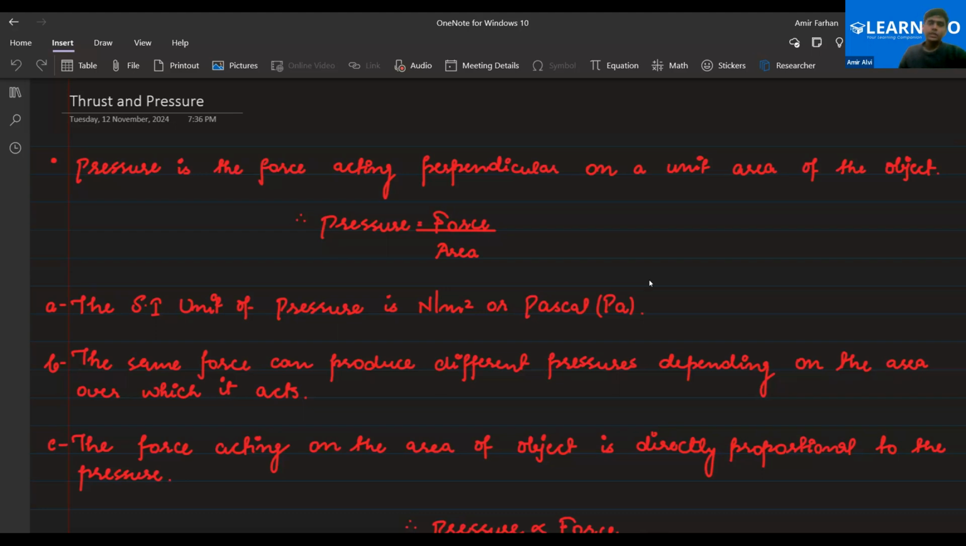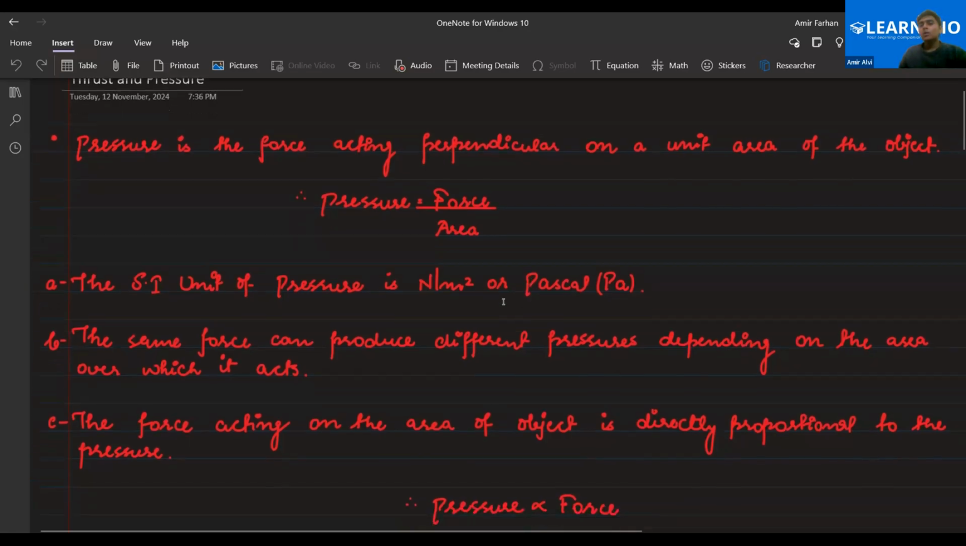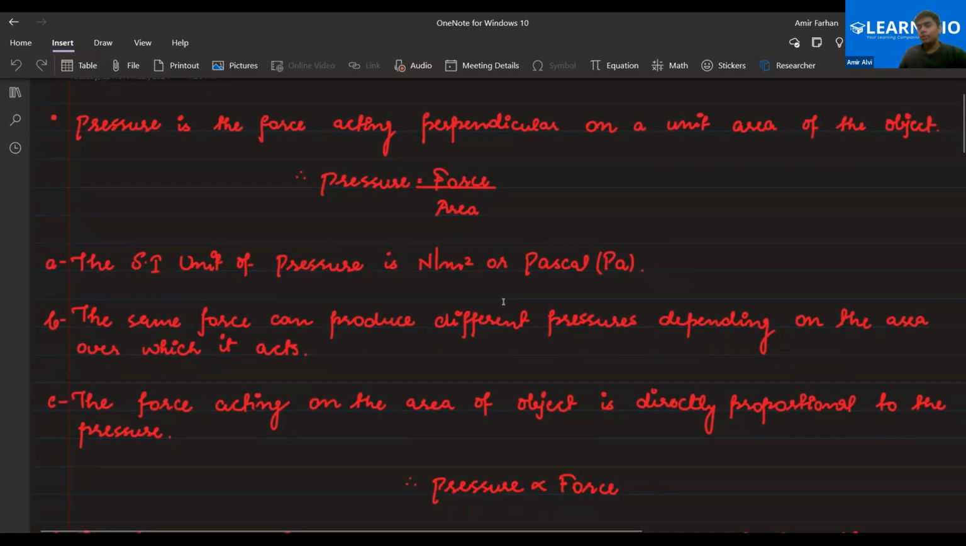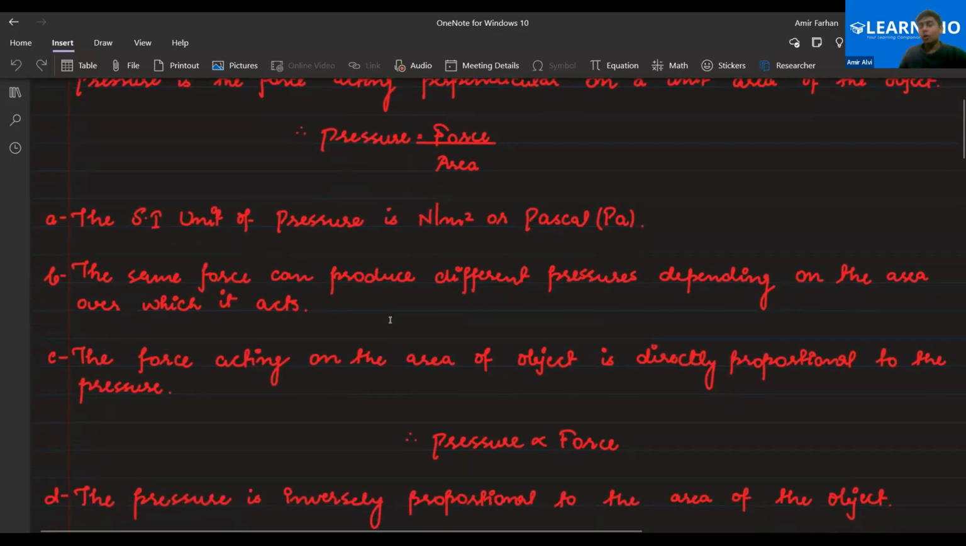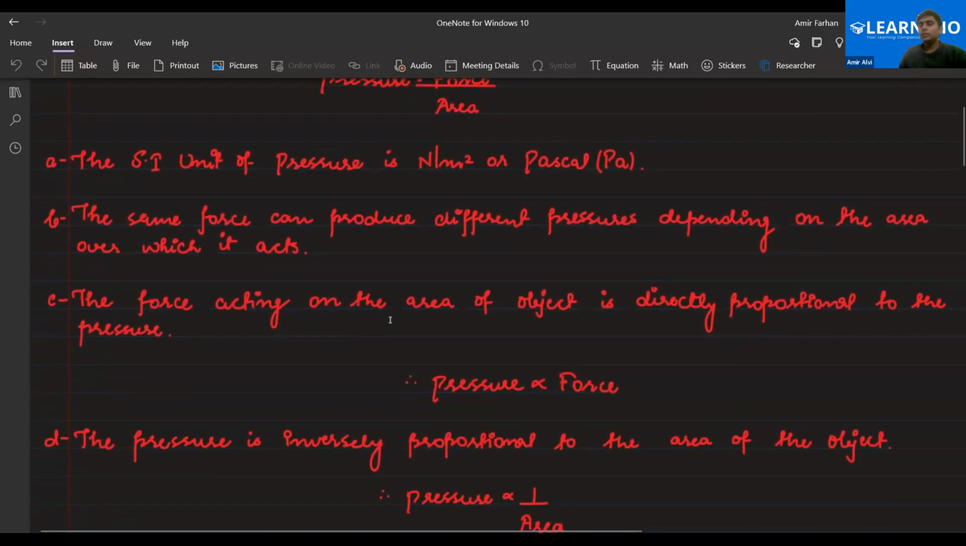Okay, so the next thing is the SI unit of pressure is Newton per meter square or Pascal. If Newton per meter square is written or Pascal is written, both are right. The same force can produce different pressures depending on the area of the object over which it is acting. Now let's talk about the factors. The first factor is the force.